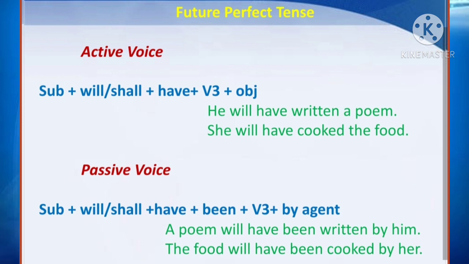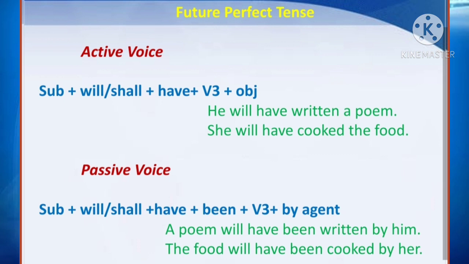Now, how will you change all these sentences into passive voice? The rule is given there. Subject plus will or shall plus have plus been plus V3 plus by agent. So, when you change he will have written a poem to passive voice, the object of that sentence will become the subject in the passive voice. So, we will start with a poem.